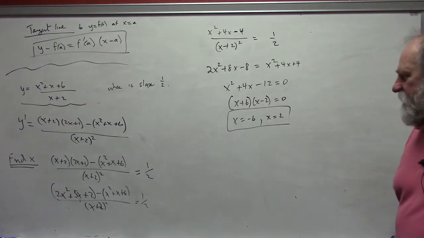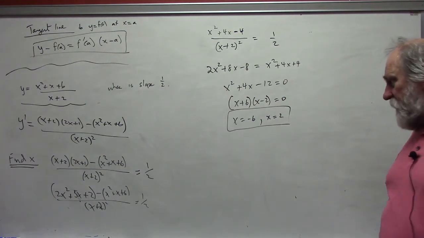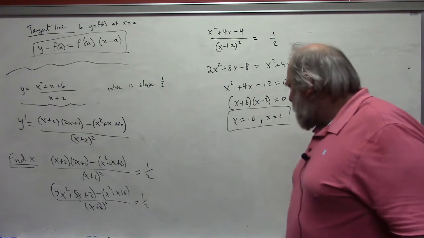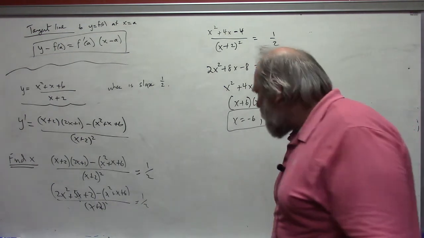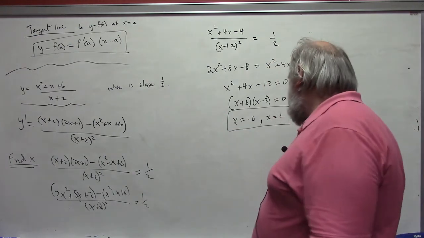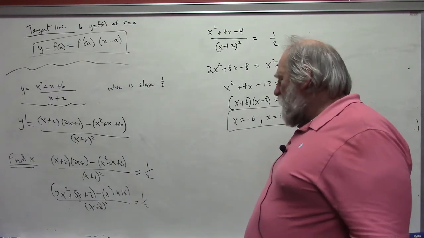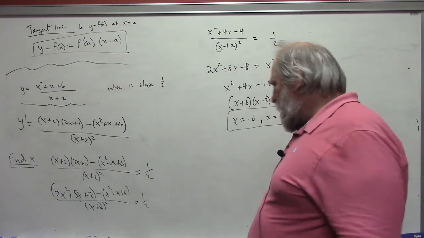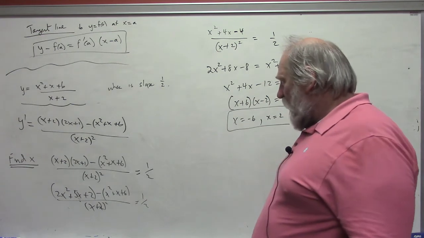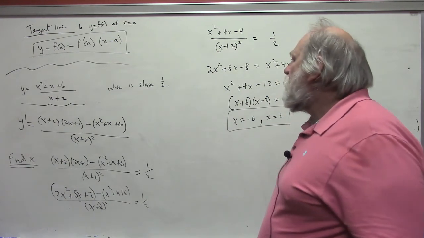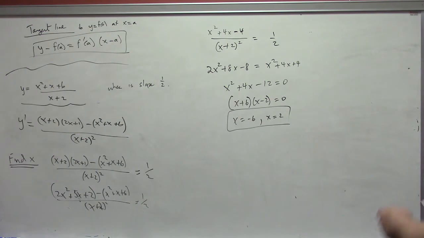So where is the slope equal to 1/2? Well, it occurs when x is -6 and x is equal to 2. If I wanted the entire point, I could substitute back in. Usually when we say where, we're talking about x coordinates only. But if I wanted the point, I could substitute in and get the entire xy point. Okay? Again, recognize the difference between the derivative at a value and the derivative is a value.